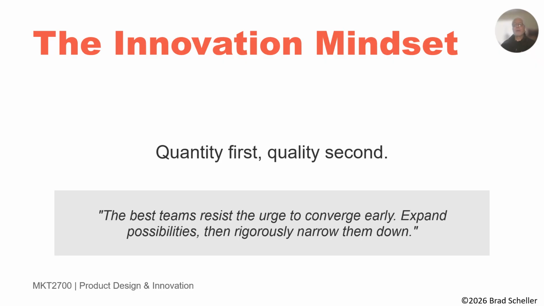So let me leave you with the core mindset for this week and the rest of your product design careers. Quantity first, quality second. This might feel counterintuitive. We're all trained to seek quality from the start, but in concept generation, that instinct will hurt you. The best concepts often emerge from combining or refining mediocre ideas. Generate 50 concepts. Don't judge them while you're generating, and switch gears and rigorously select. The best teams resist the urge to converge early, expand possibilities, then rigorously narrow them down. Most teams do the opposite. They converge too fast on a good enough concept, never exploring what might have been.